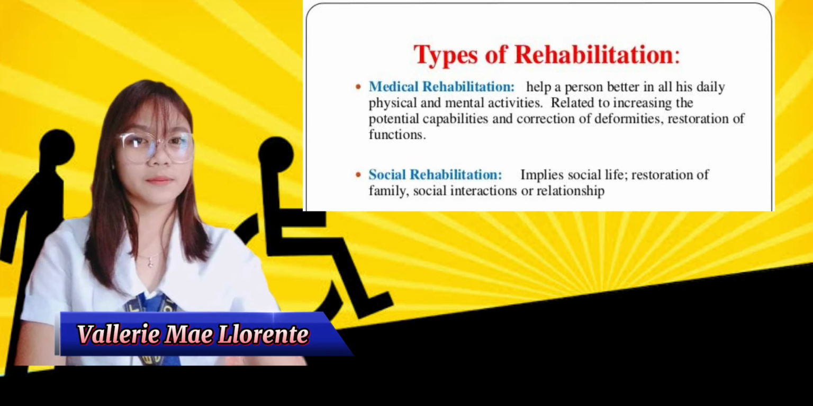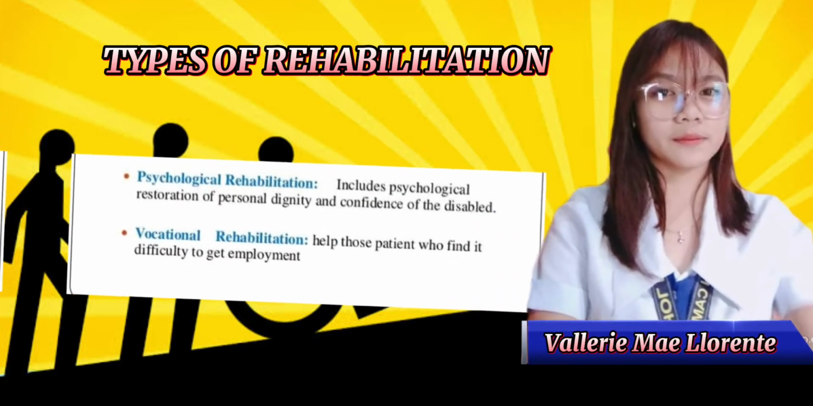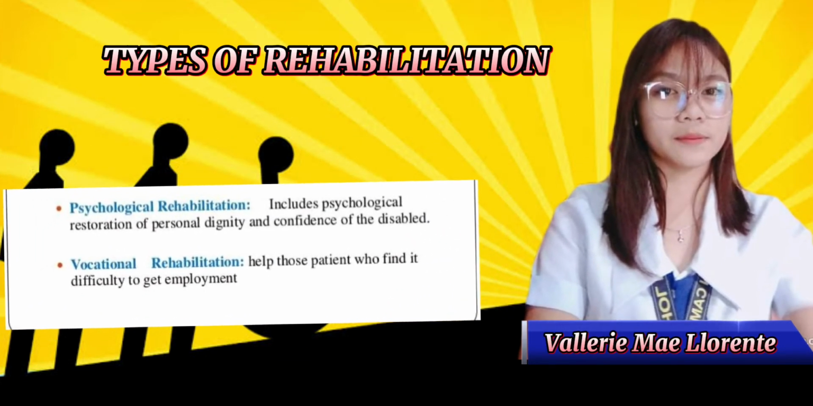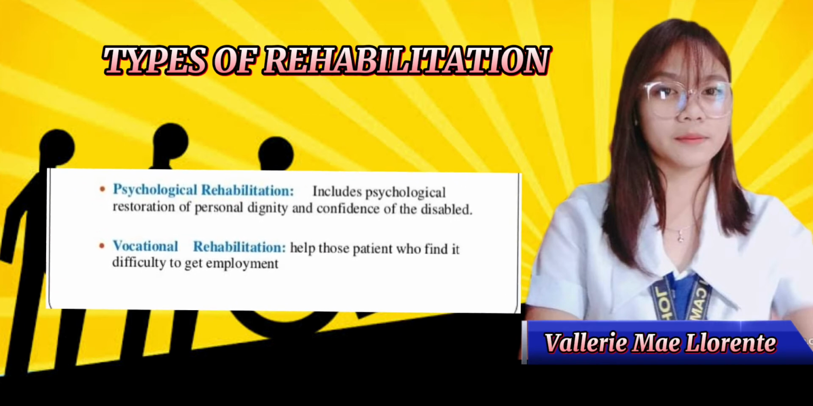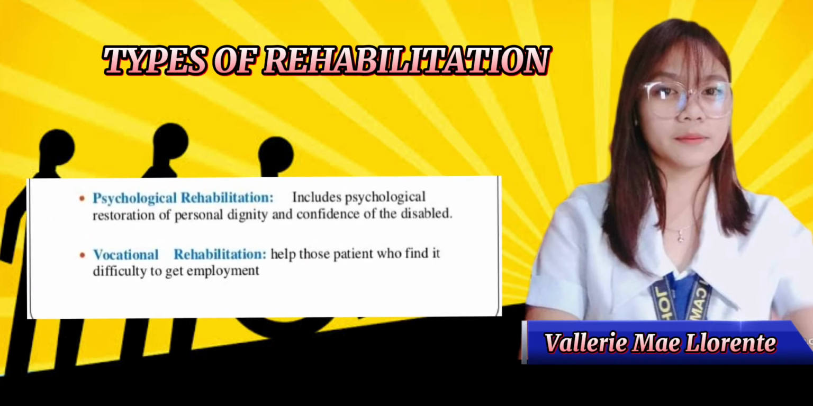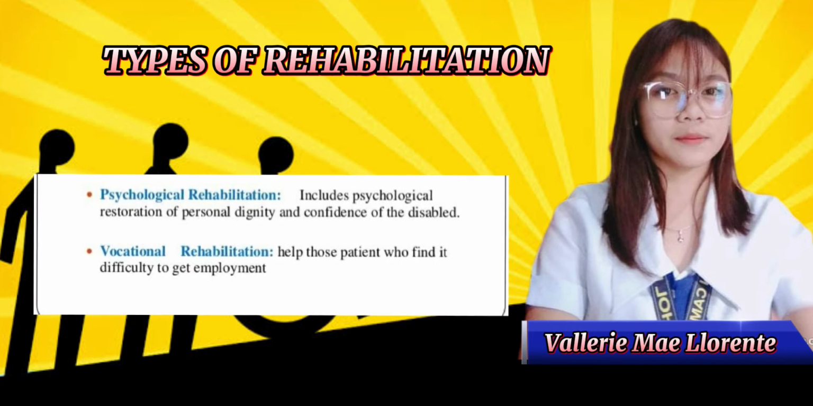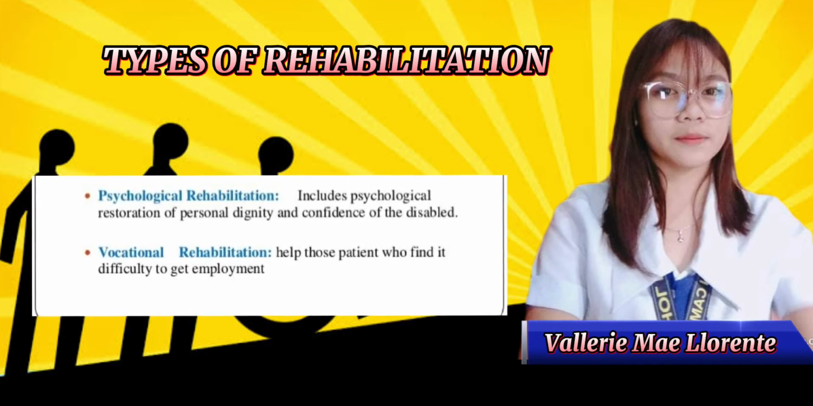Number two is social rehabilitation. It implies social life, restoration of family, social interactions, or relationships. The third one is psychological rehabilitation. It includes psychological restoration of personal dignity and confidence of the disabled. The last one is vocational rehabilitation. It helps those patients who find it difficult to get employment.